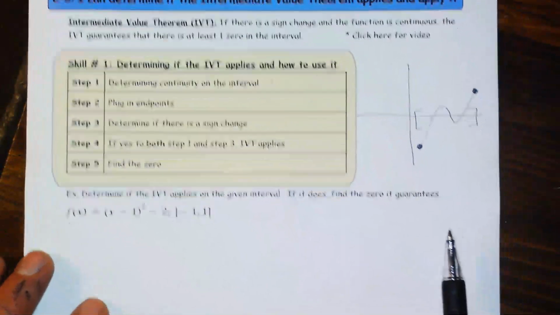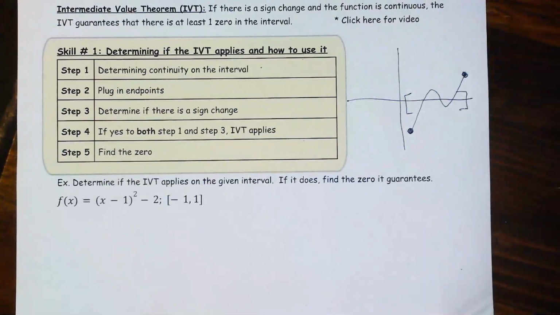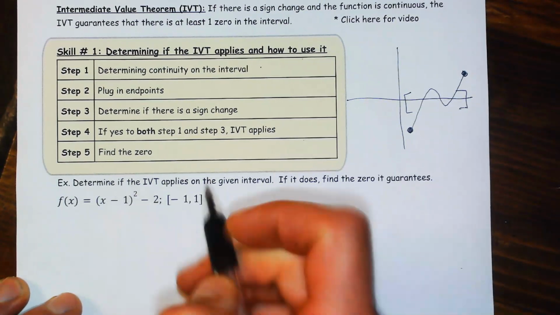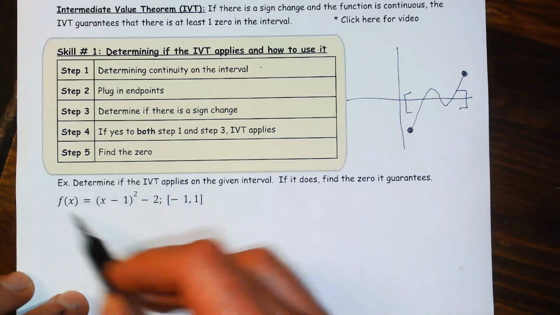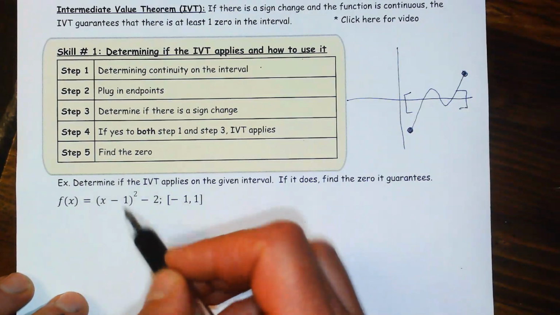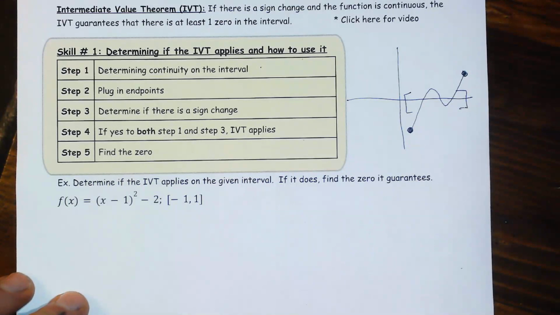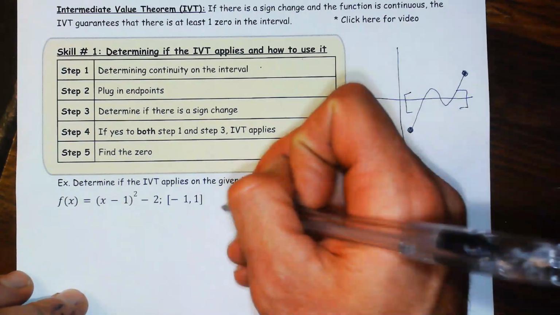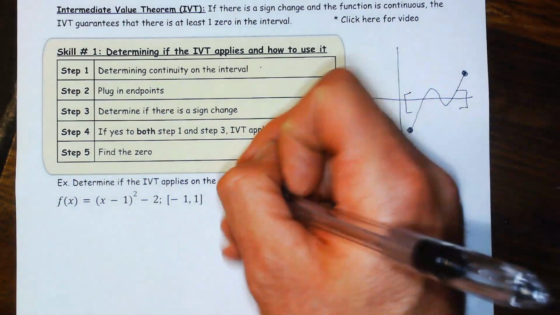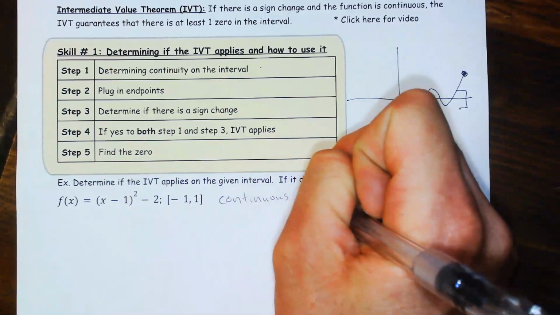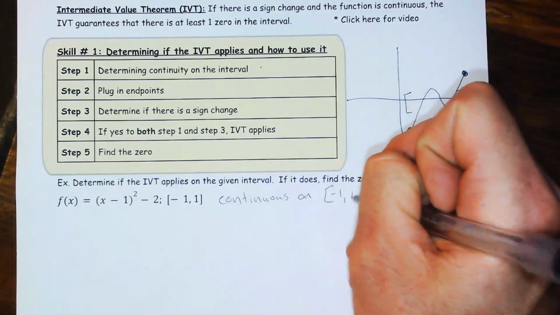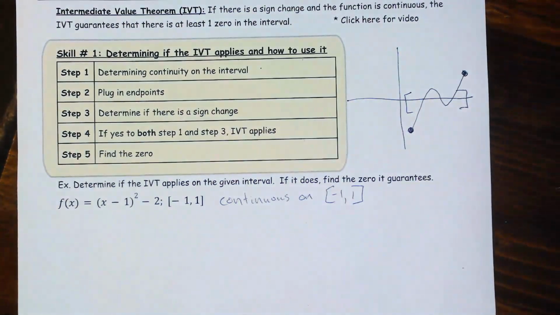Well, step 1 tells me to determine the continuity on the interval. If I'm looking at this, my interval is from -1 to +1. Are there any problem spots here in this function between -1 and +1? In fact, there's no problem spots at all for this function, so we know that the function is continuous on the interval from -1 to 1. So that's the first thing.